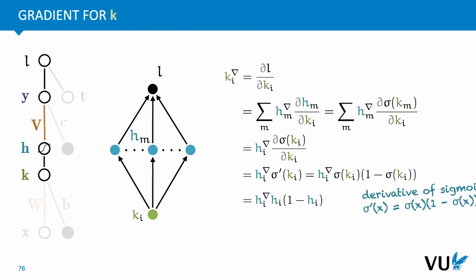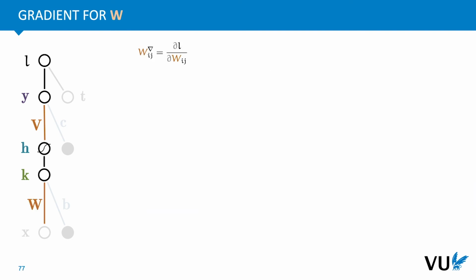And this one's very easy to vectorize. So for the whole vector k nabla, we simply take the sum that we did in scalar terms and do everything that we did there element-wise. So element-wise multiplication and element-wise subtraction of a vector of 1s minus h gives us our vectorized version of the computation of k nabla.